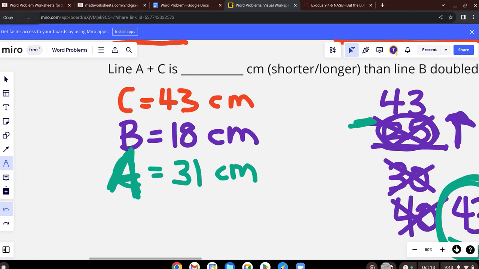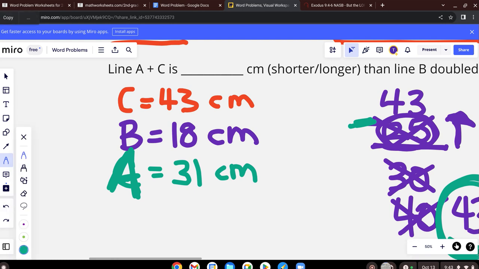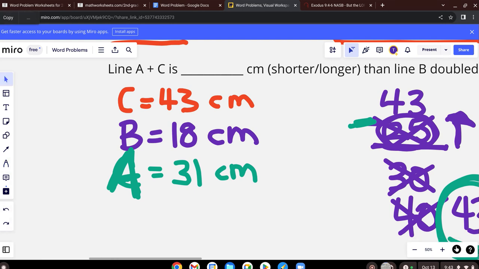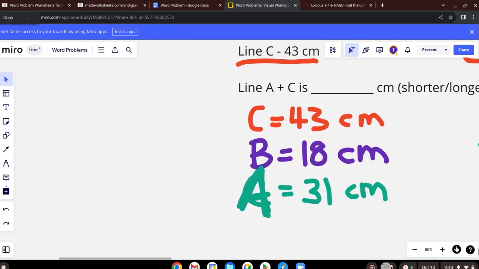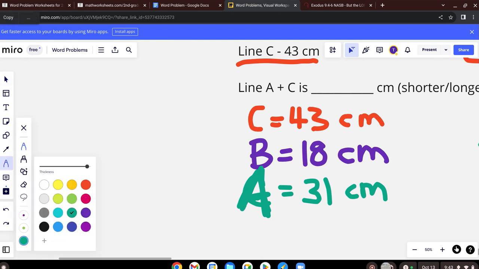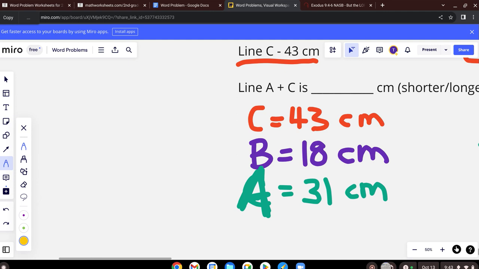Okay, so now line A plus C. Do we know the answer to that? No. So what do we need to do? A is what? A is 31. And C is what? 43.